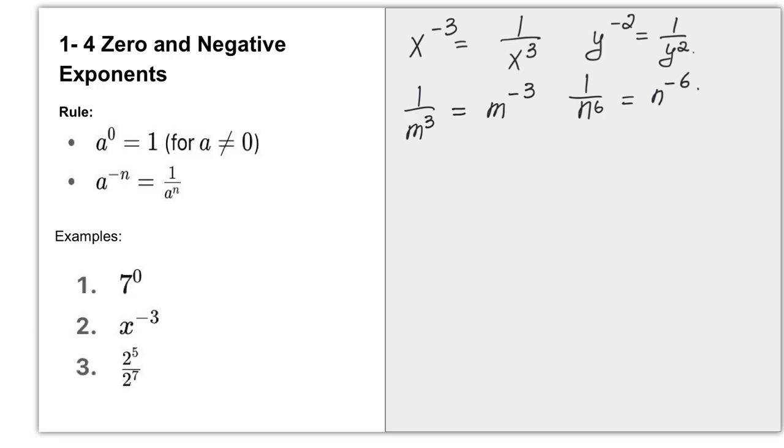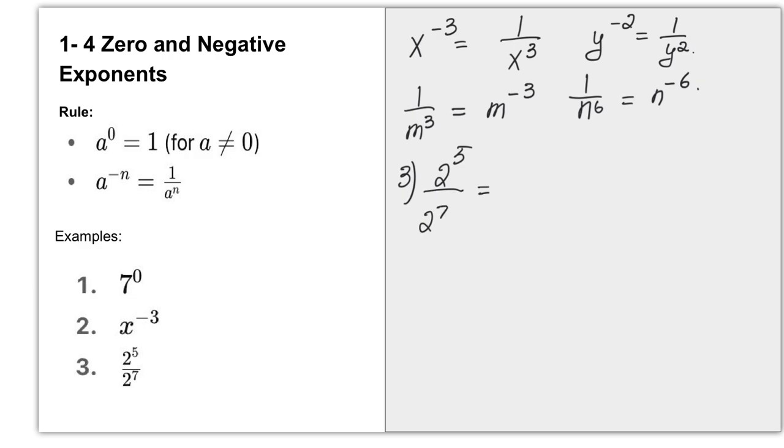So we can go back and forth if you want to. So now let's pay attention to this one. This is a tricky one, and I want you to know because you will come across it often. So 2 raised to the 5th power divided by 2 raised to the 7th power.